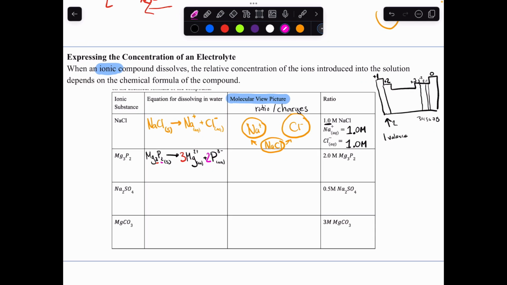So in our case, what we see here is we're going to have 3 times the amount of Mg to the initial 1 that we had, and 2 times the P. So our ratio is a 1 to 3 to 2 ratio. If I draw this at the molecular level, what we would have is 3 Mg's with a +2 charge.